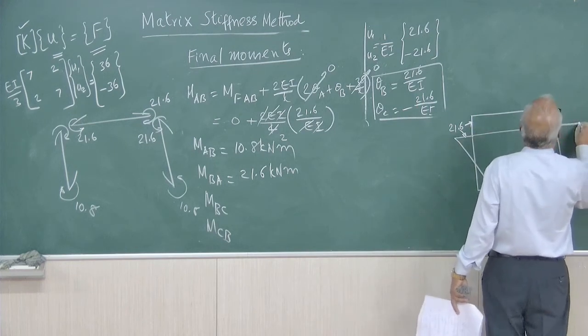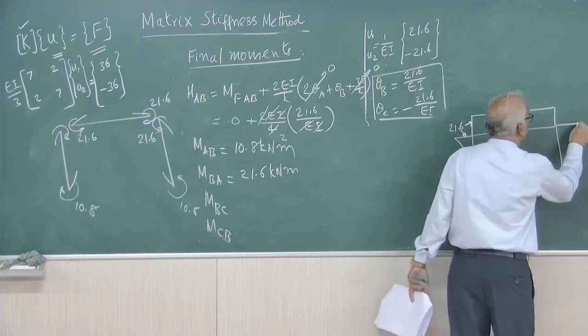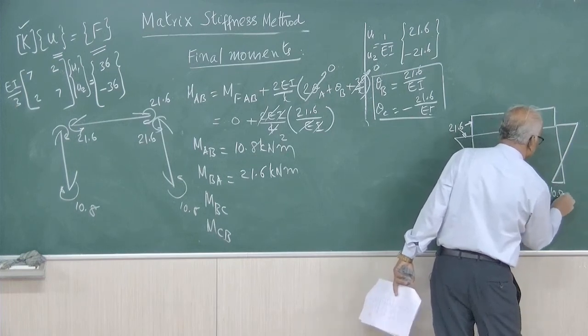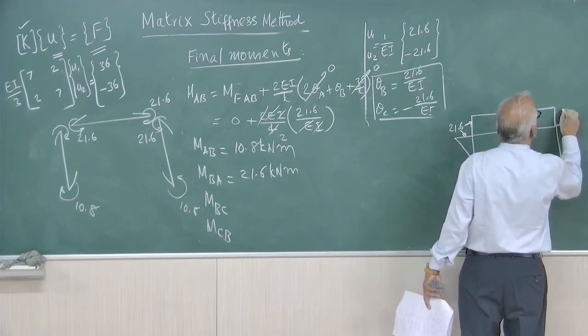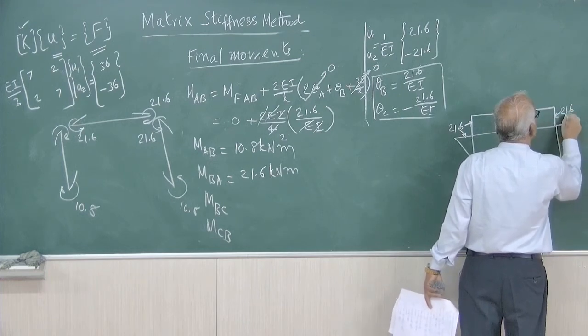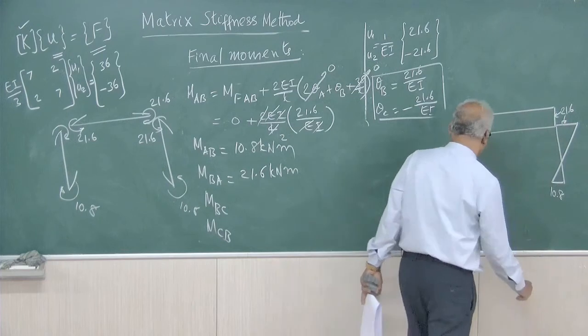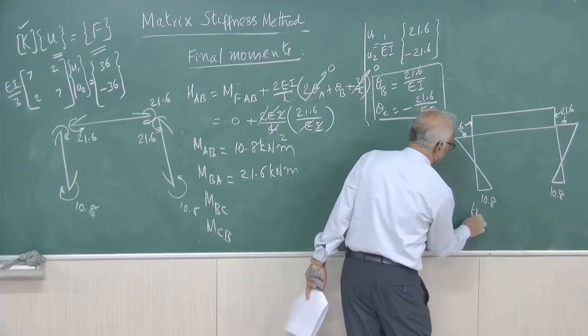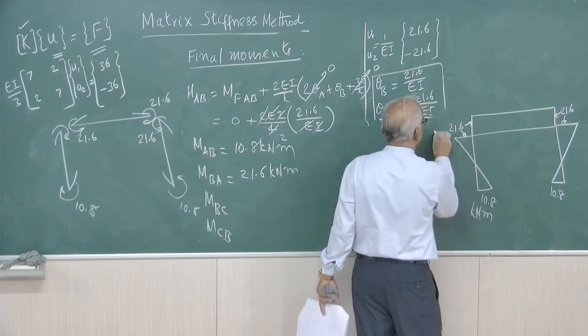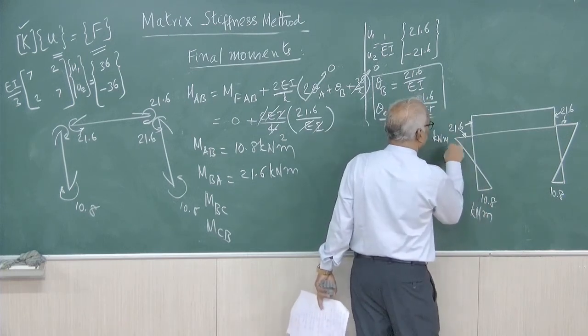I hope you can see the diagram. Here tension is on the inside, 10.8, this is 21.6. This is also 21.6 kilonewton meter. This is also kilonewton meter, right.